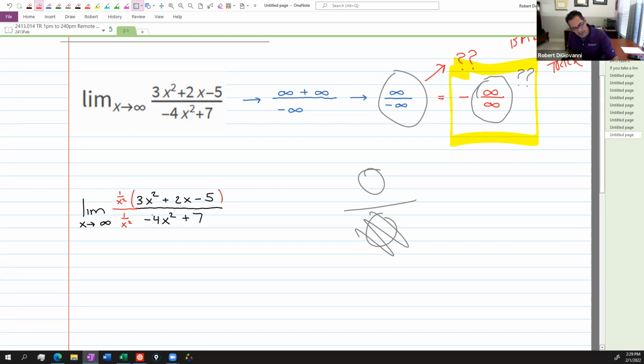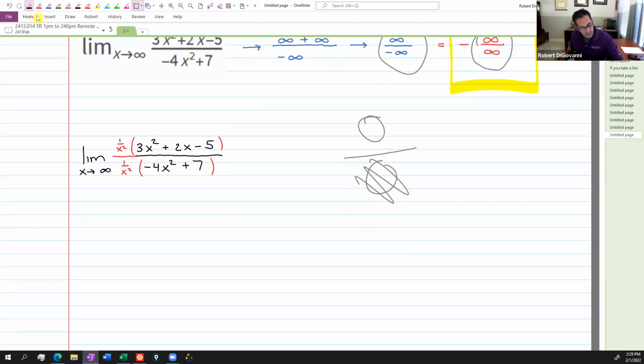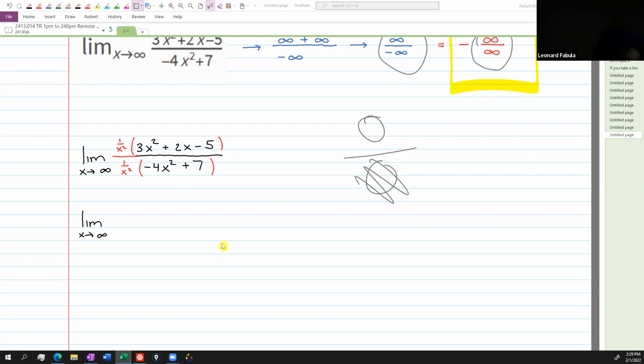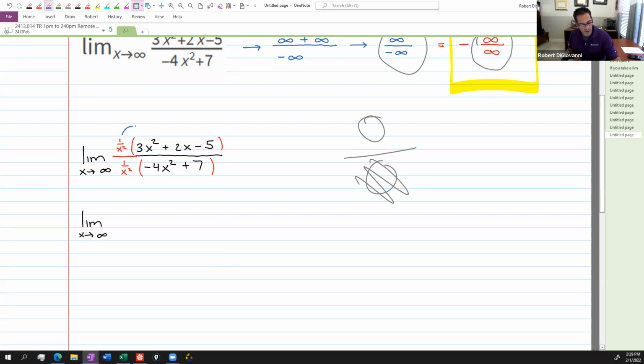When I multiply that, I must distribute it through to those terms. Let's see, Leonard. Haven't heard from Leonard today. Hello. How's it going? Pretty good. Good. Help me distribute this through. What would you get when you multiply here to here? The numerator over x squared. And on the denominator over x squared as well. But then you cross out the x squared. So you just get?